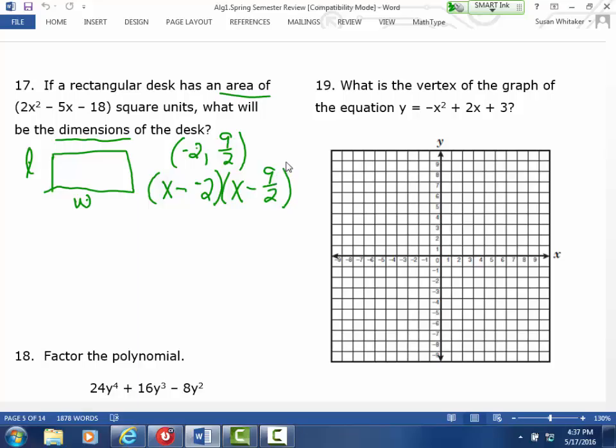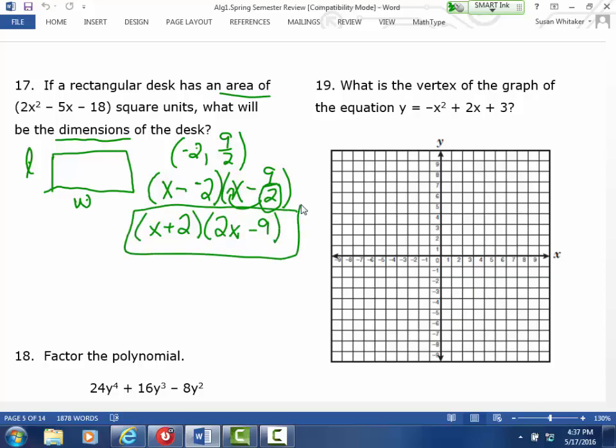Now we can't leave the fraction, so we multiply by 2 to get rid of the fraction. When we do that, it has the effect of looking like this. This 2 goes up front, because I'm actually multiplying this factor by 2 to get rid of the fraction. So we'd have x plus 2, and then 2x minus 9, and those would be my factors, which in this case is the dimensions that they asked for.